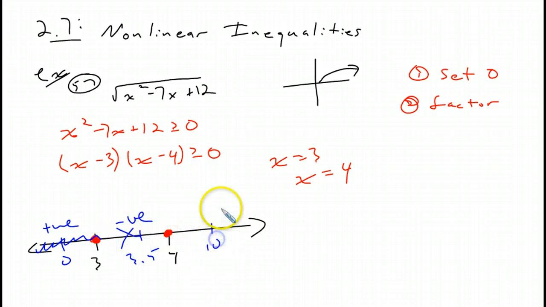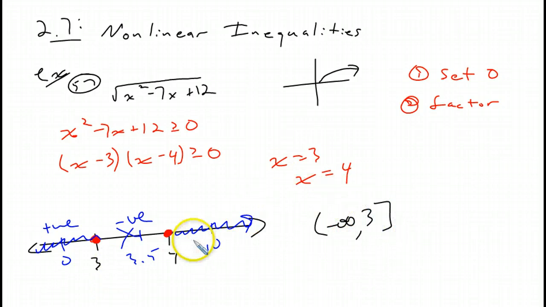Then pick something bigger than 4. Say if we choose 10, that is positive. This will be positive as well. Positive times positive is positive, so we're good to go there. Then just don't forget to write your interval from negative infinity all the way up to 3. This time put a bracket around 3 because it is included. We can equal 3. Then from 4 to infinity.